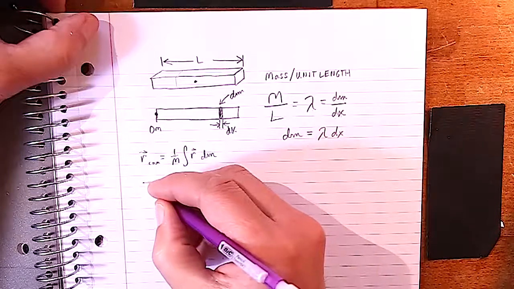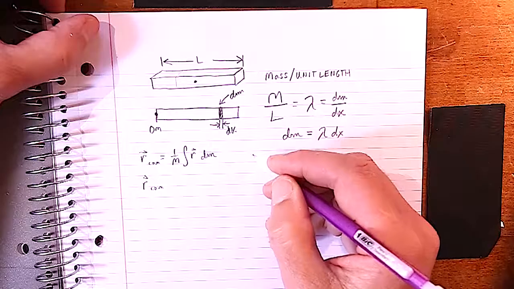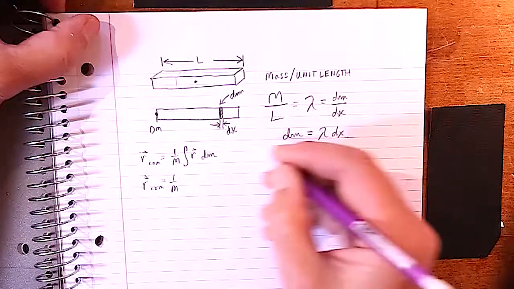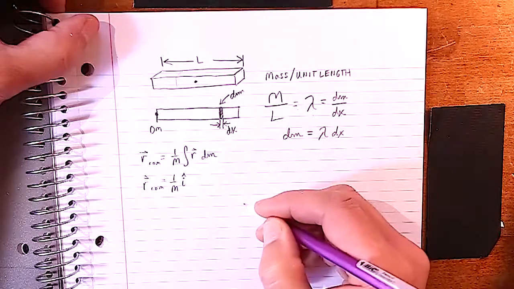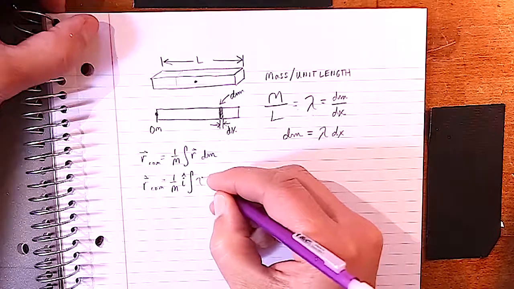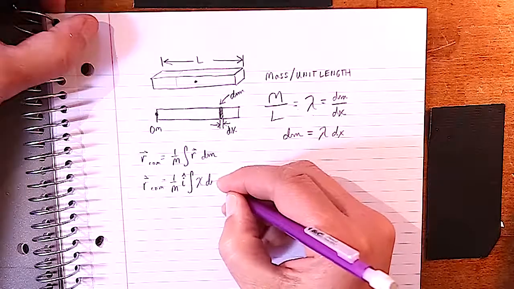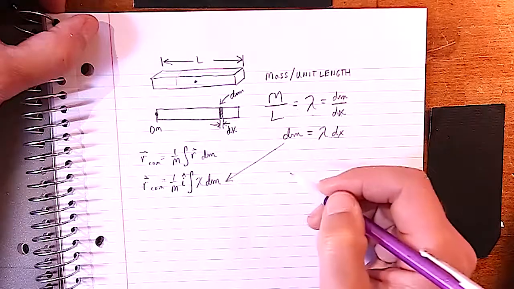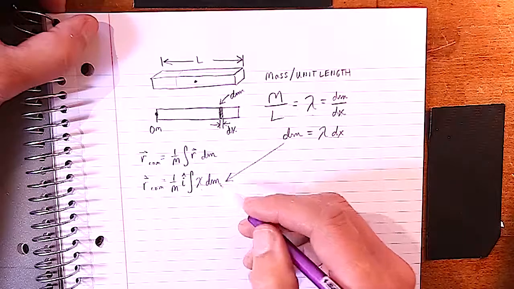So let's do this. Let's replace our r com with 1 over m, and it is in the x-plane, so I'm going to just insert an I hat. And then we're going to say this is for x, for our distance in the x direction, dm. And now we can insert this because we want an x dx, and right now we have a dm.